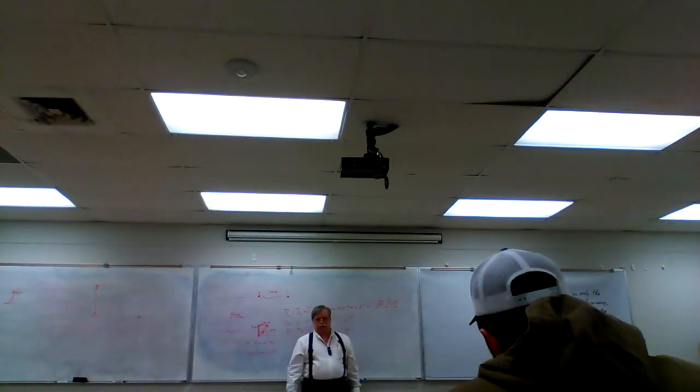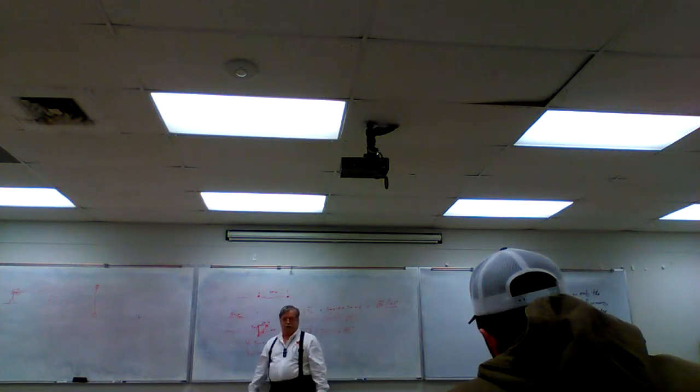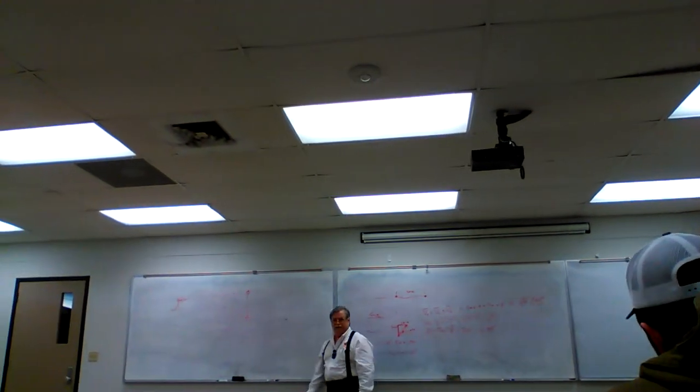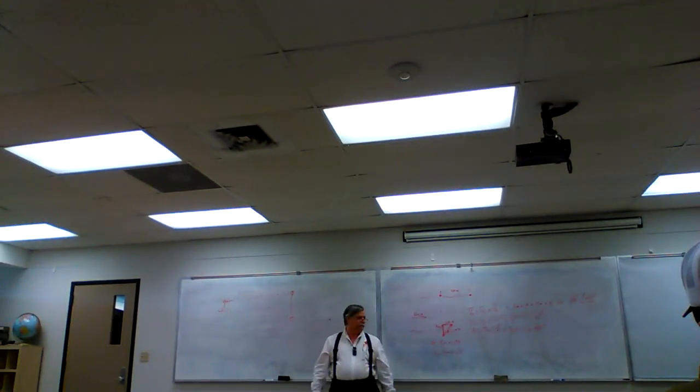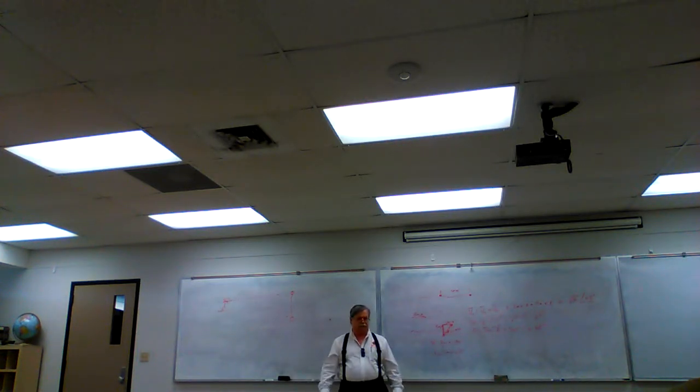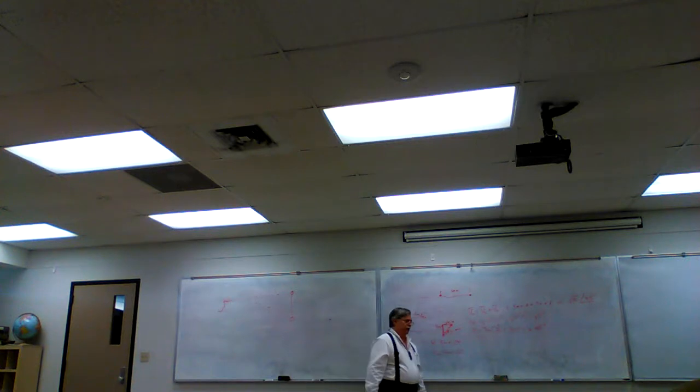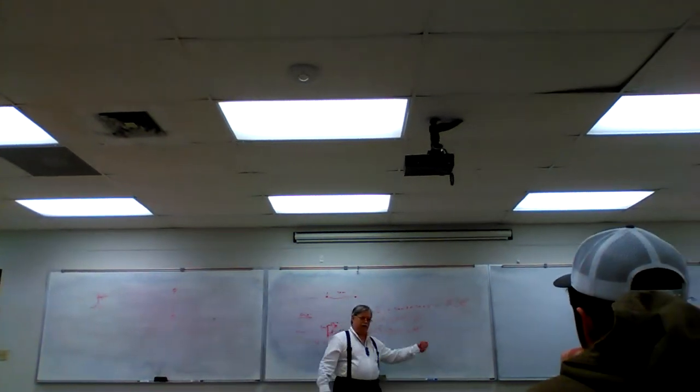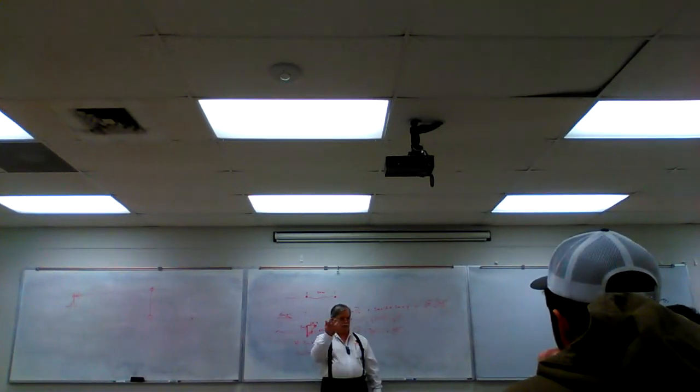So I leave it like that because I don't have a calculator in my head and I have no idea what the square root of 50 is. 7 squared is 49, so it'd be a little over 7. I know 7 squared is 49 and 8 squared is 64, so it's going to be real close to 7 point something.